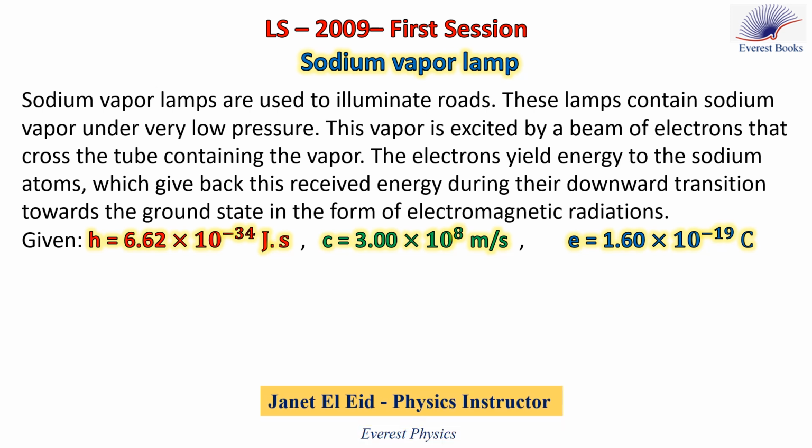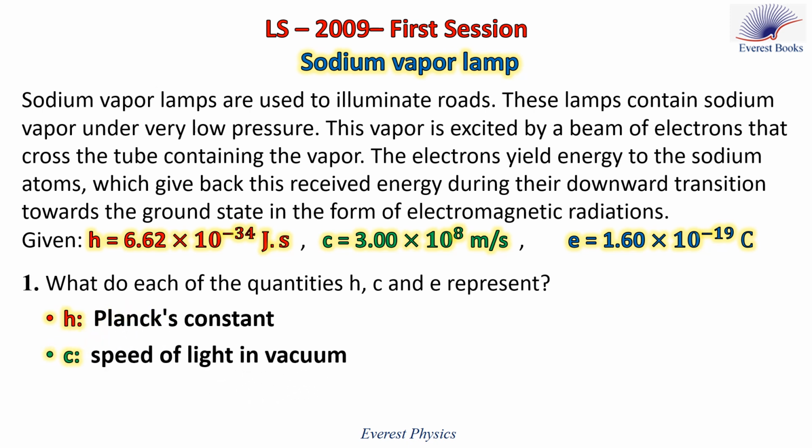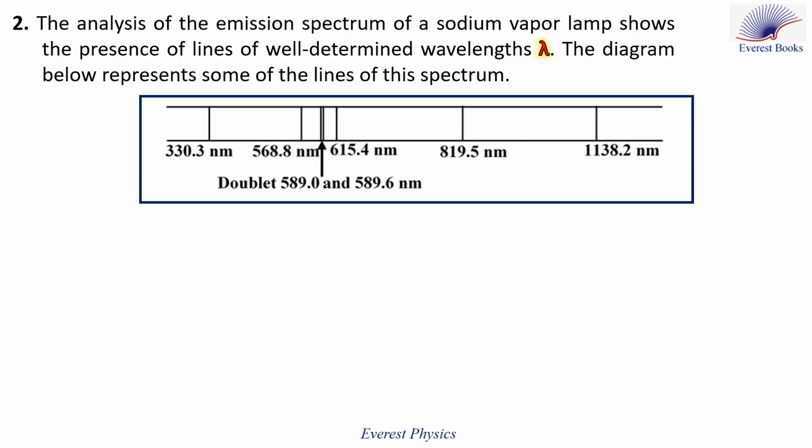The question is about the sodium vapor lamp, which emits light when its atoms are excited by electrons. We are giving you three quantities, H, C, and E. What do each of the quantities H, C, and E represent? H is Planck's constant. C is the speed of light in vacuum. E is the elementary charge, which is the magnitude of the electron charge.